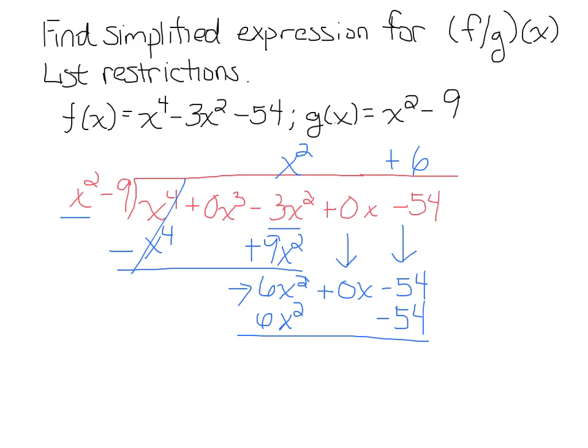Subtract these two lines. I'm subtracting here. Subtracting a negative means I'm adding. And so these cancel and these cancel, leaving me with 0. So my answer is x squared plus 6.